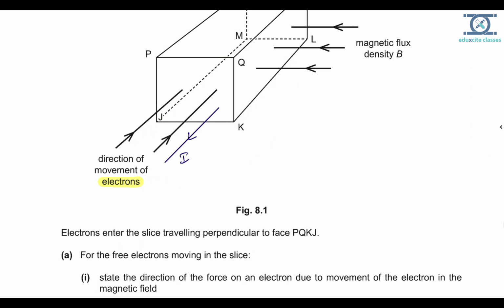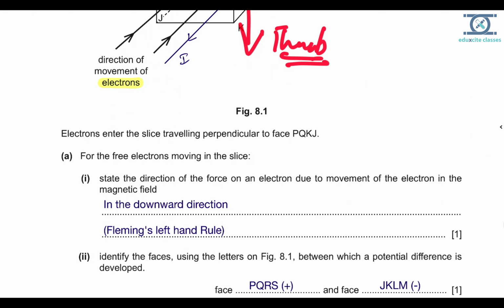So place your left hand in such a way that the magnetic flux, that is the first finger, is in this direction, and the second finger is in this direction. You will find that the thumb is pointing in the downward direction. The thumb shows the direction of the force. So the force is in the downward direction using Fleming's left hand rule.